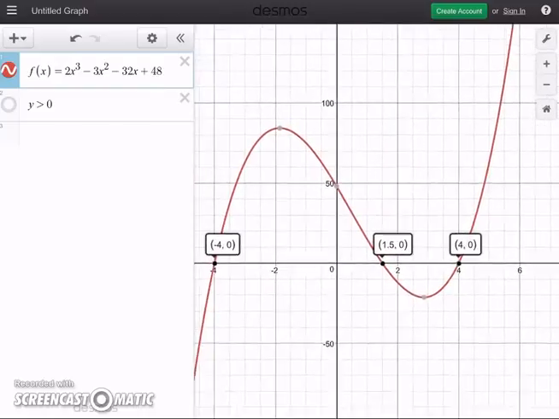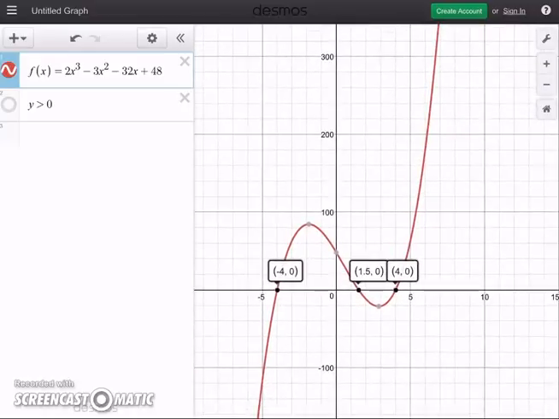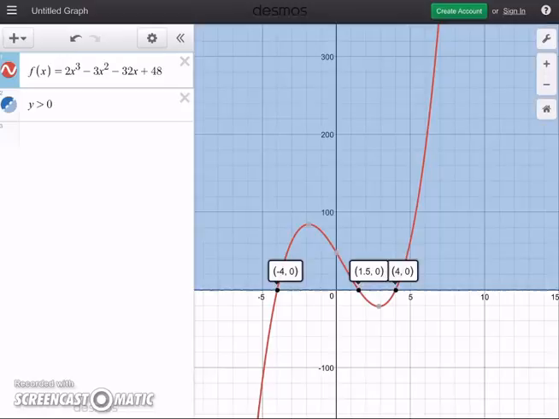So what we're looking for when we said, where is it greater than 0, we're saying on what intervals is it above the x-axis? And if I click here, where is it above the x-axis? Everything from -4 to 1.5, and from 4 to infinity falls above the x-axis.